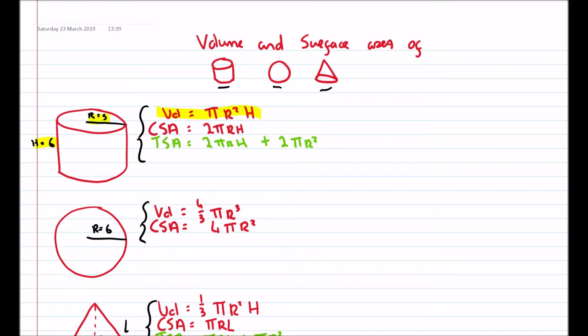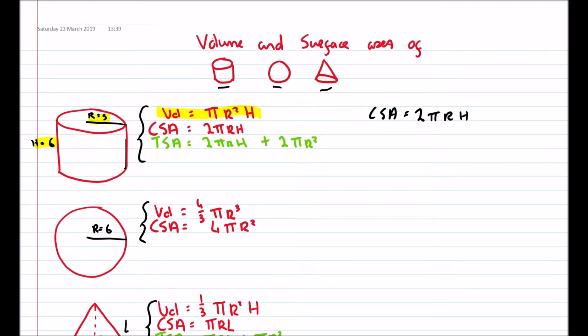Next one then is the curved surface area. So imagine this can is a can of beans. The top bit and the bottom bit are flat, so that's not curved. So we're looking for the area of all the outside curved bit, the whole way around. There's a formula for it. That's curved surface area equals 2 pi r h.